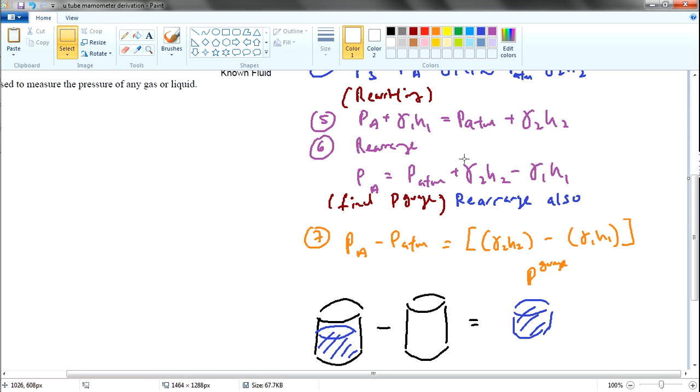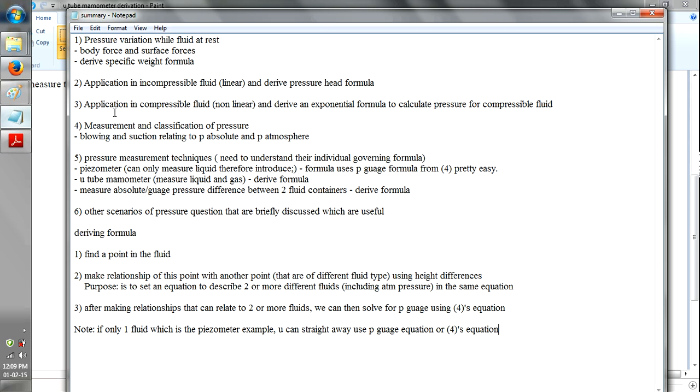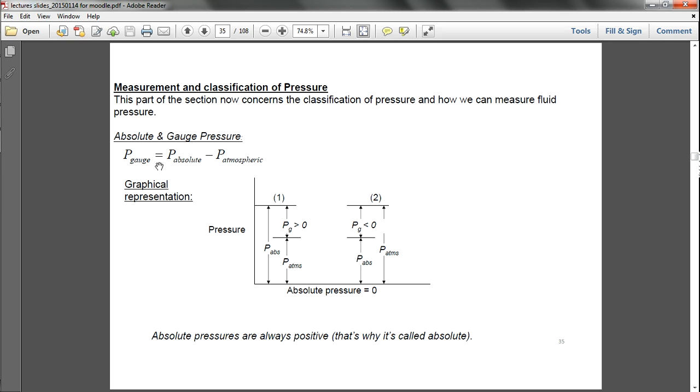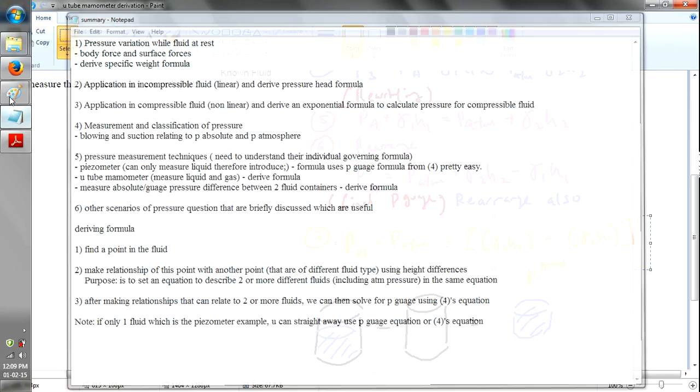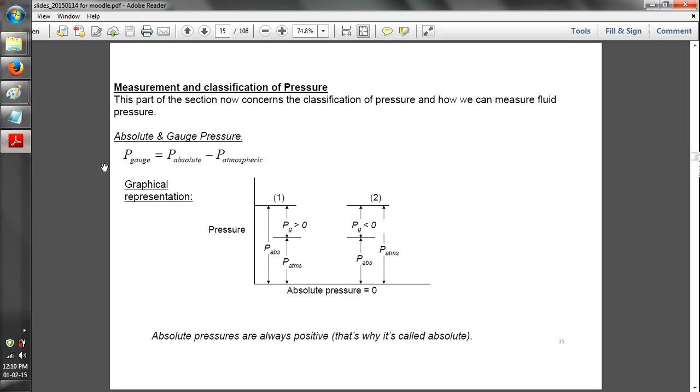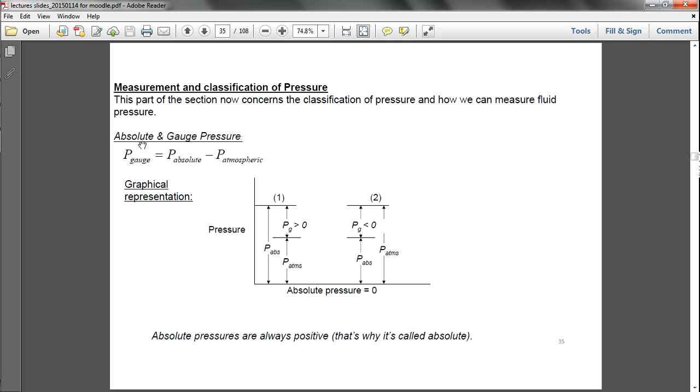So therefore, in this case, just now we stopped here, right? In this case, this one we bring over to this side. So this is why we have our P gauge, the barometer equation that is over here, the number 4, which is also being described over here. So eventually every time you want to do this type of question, be it piezometer, U-tube meter, or whatever meter you want, you want to set up the equation in terms of all this, so that you can actually solve for P gauge.